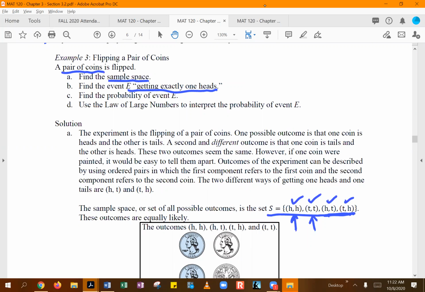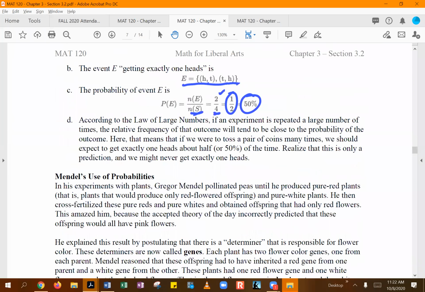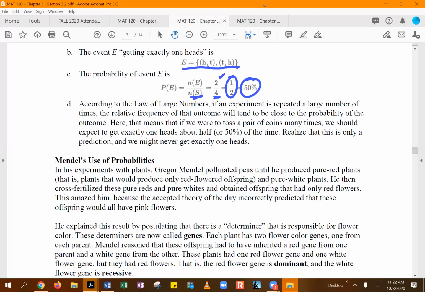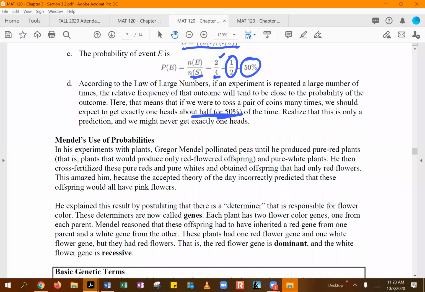Now they want to know, using the law of large numbers, how can we interpret this event. So you will see here we're talking about if an experiment again is repeated a large number of times, we know our relative frequency will tend to be closer to the actual probability. So what that means is if we toss a pair of coins as many times, we should be getting closer, or hopefully getting exactly to that probability of 50%.